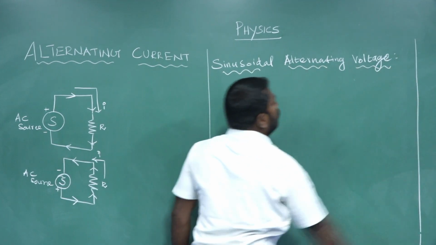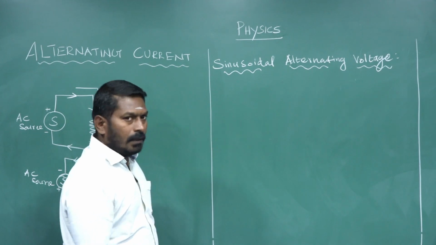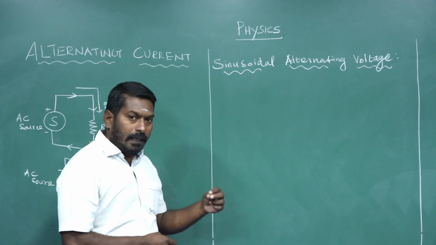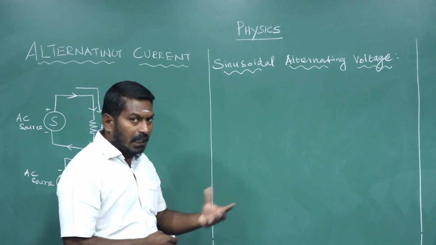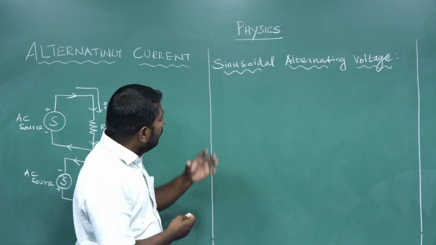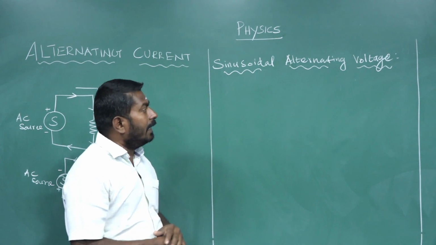So what is a sinusoidal alternating voltage? We know about alternating voltage. Alternating voltage is the voltage which changes polarity after a regular interval of time. That voltage is called alternating voltage. How do we define the sinusoidal alternating voltage?